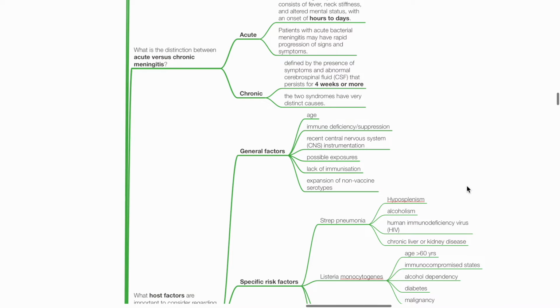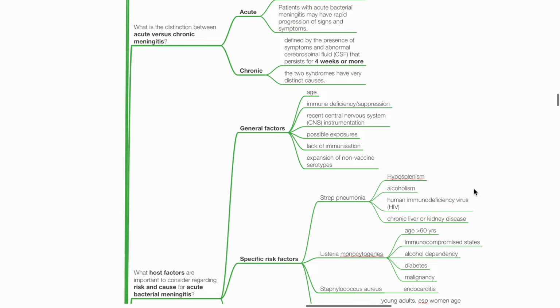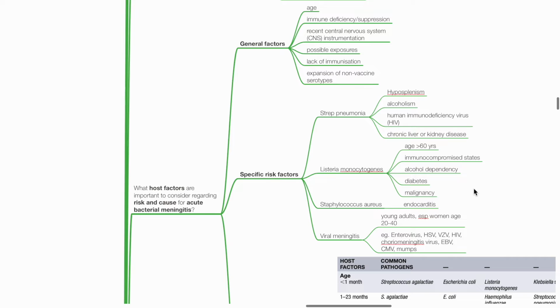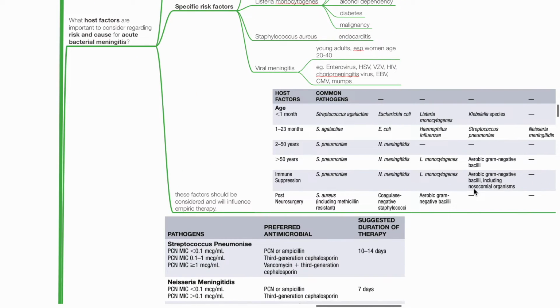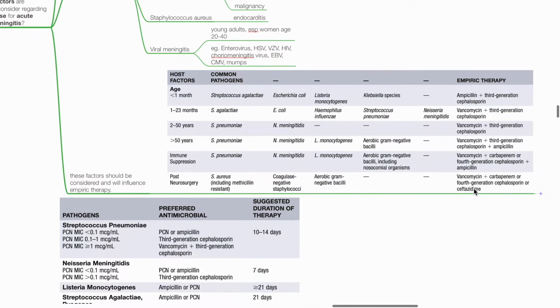What host factors are important to consider regarding the risk and causes of acute bacterial meningitis? General factors to consider include age, immune deficiency, CNS instrumentation, possible exposures, lack of immunization, and expansion of non-vaccine serotypes. Specific risk factors for Streptococcus pneumoniae: hyposplenism, alcoholism, HIV infection, chronic liver or kidney disease. For Listeria monocytogenes: age more than 60 years old, immunocompromised state, alcohol dependency, diabetes and malignancy. For Staph aureus infection, endocarditis. For viral meningitis, young adults, especially women aged 20 to 40. These factors should be considered and will influence empiric therapy.